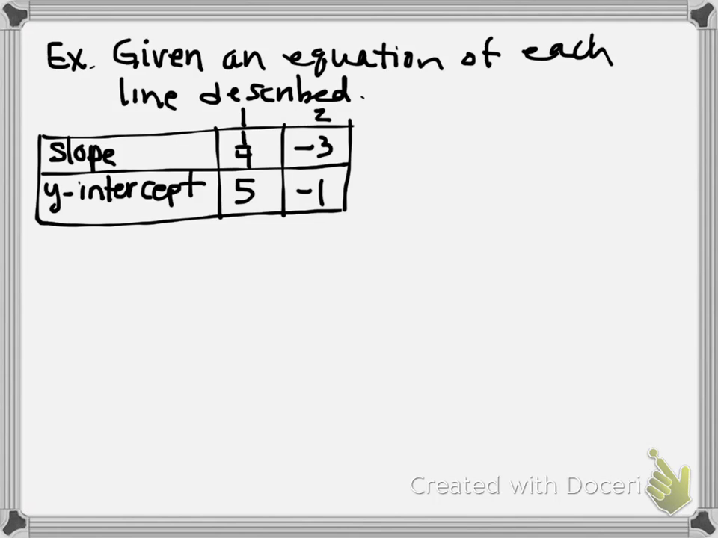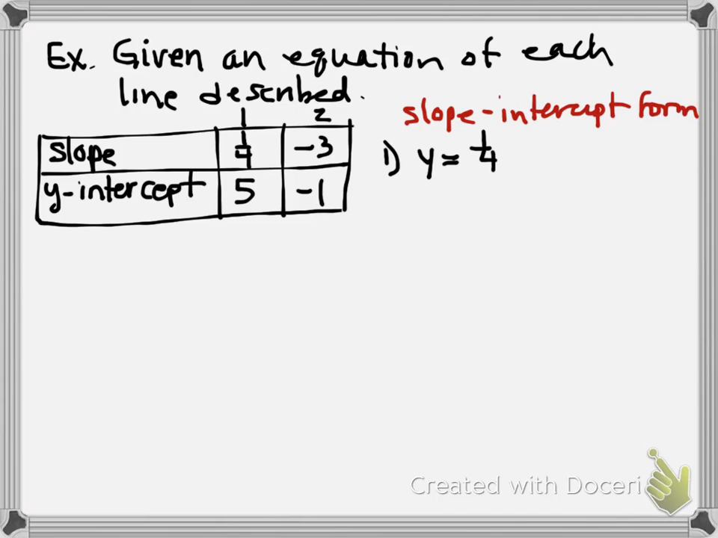So, of the forms, which one is going to be the best one for us to use? They gave us slope and they gave us the y-intercept, so that's going to be the best form for us to use. Now, the great news is we just stick them in and we're done. There's no calculations. So, for equation 1, y equals the slope of 1/4 x plus 5. The y-intercept is a +5. That's it. You're done.